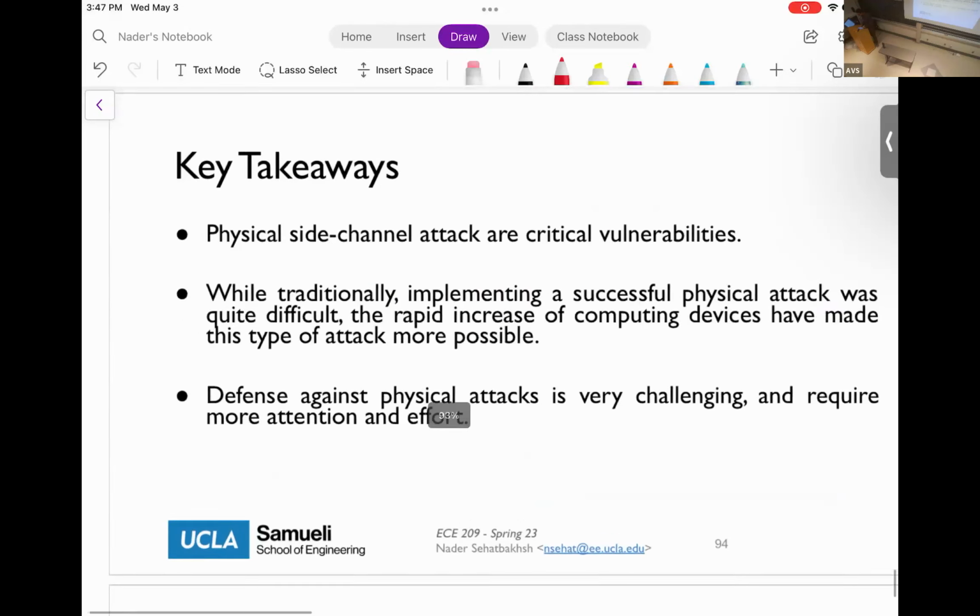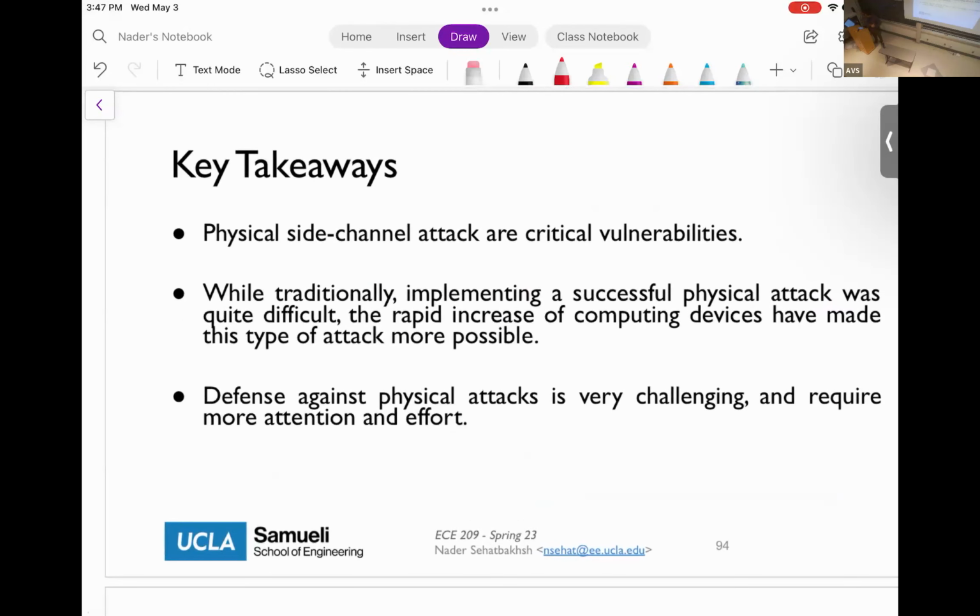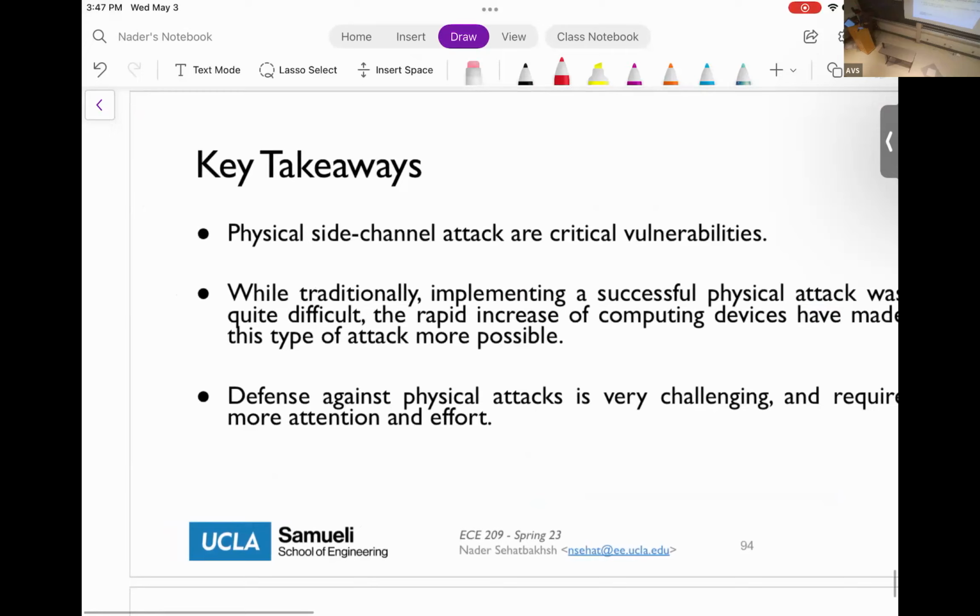To summarize the discussion today, physical side channels are critical vulnerabilities. Traditionally, lots of successful attacks have been happening. People have started to be worried about side channels, but unfortunately, similar to, for example, memory attacks, the attacks get sophisticated, the defense gets sophisticated, but there's an arms race between these two classes of problems. And we talked about defenses, but unfortunately, defense is also quite challenging. Yeah, that's it for today.